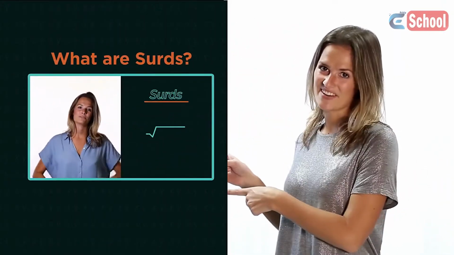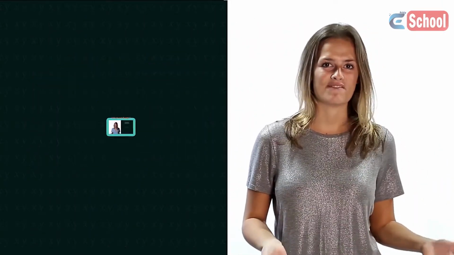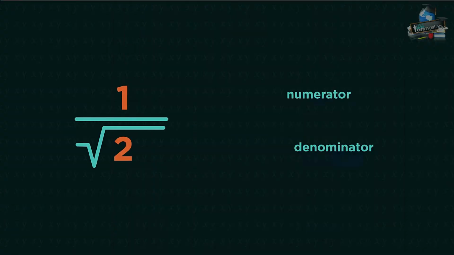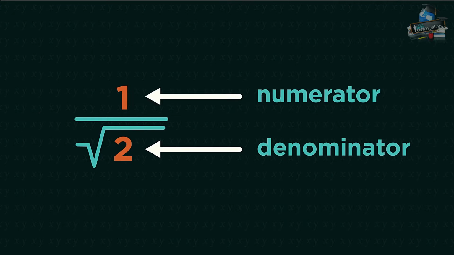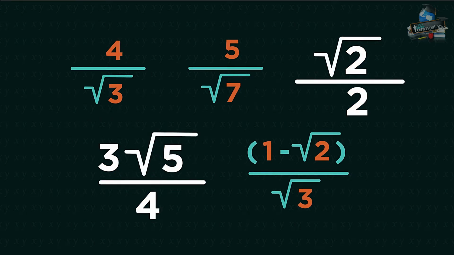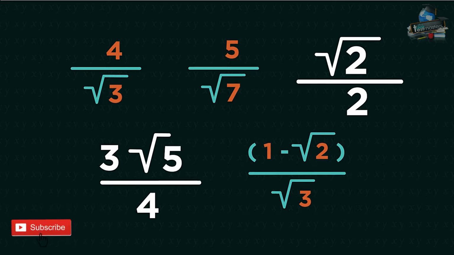So we've already discovered what surds are in this video and how to calculate with them in these videos. We're now going to look at the final piece of the surds puzzle: what rationalising the denominator is. We know that the denominator is the bottom part of a fraction. So have a look at these. What do you notice about those that are rationalised and those that aren't?